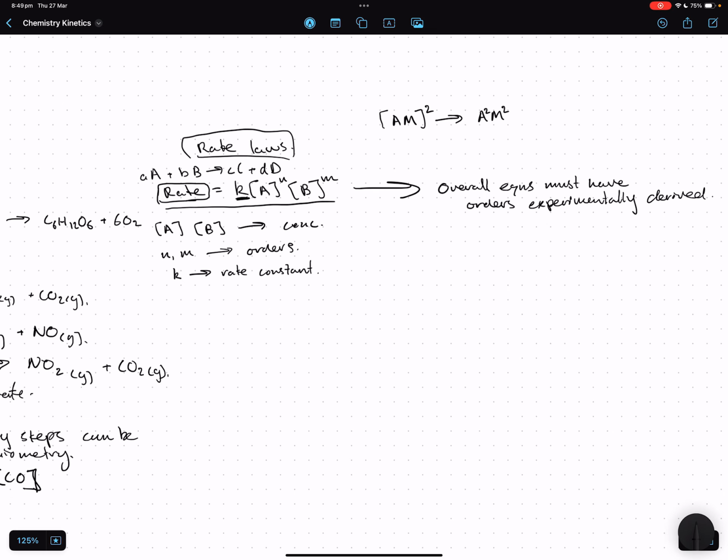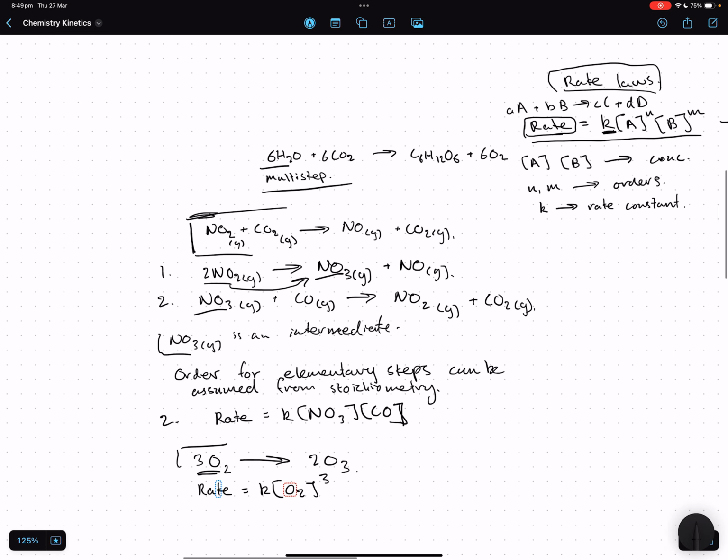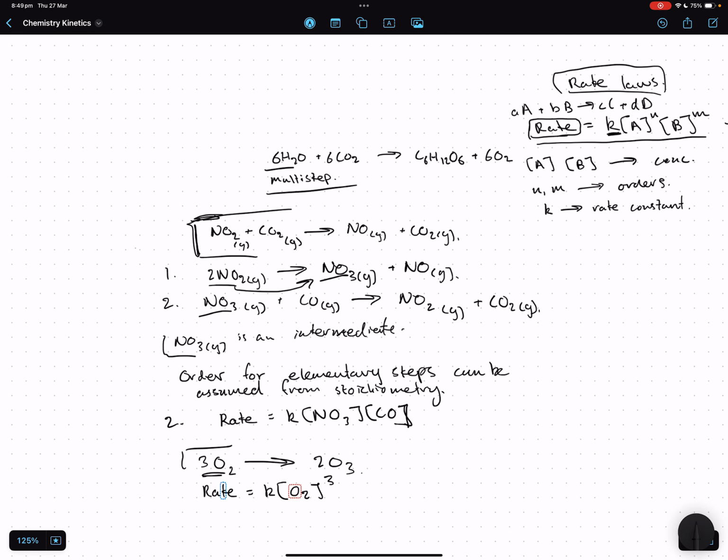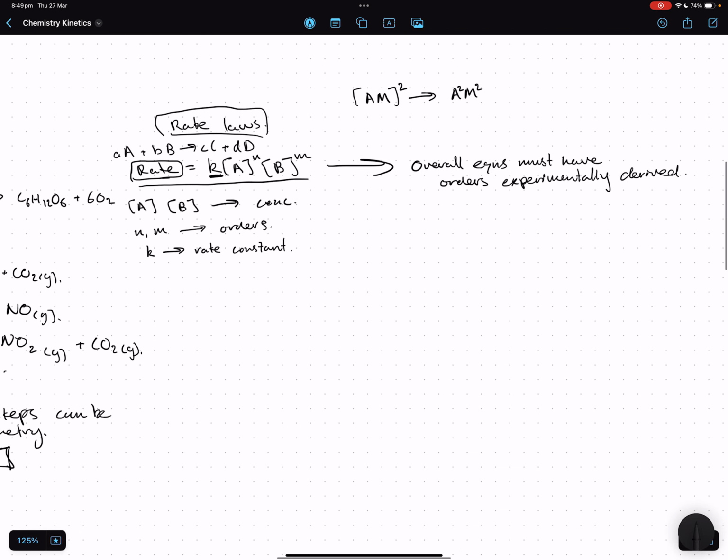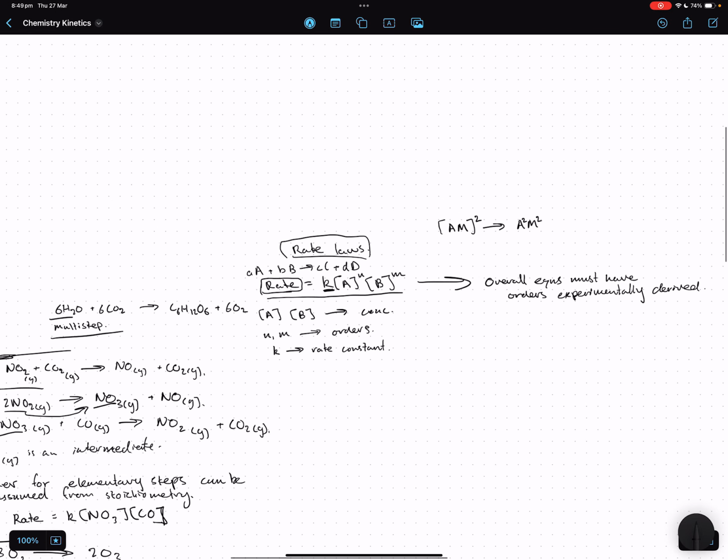It's just the case that the equation is very complex, and so we can't make any real assumptions. Sometimes the equations are simple, and their order is just like their stoichiometry, pretty much. But we can't make any assumptions, because we want to be fairly accurate. If you have this overall equation here, then you can't assume anything about it. You don't really know what the order is. Yeah, so that's kind of what I wanted to touch on with rate laws.